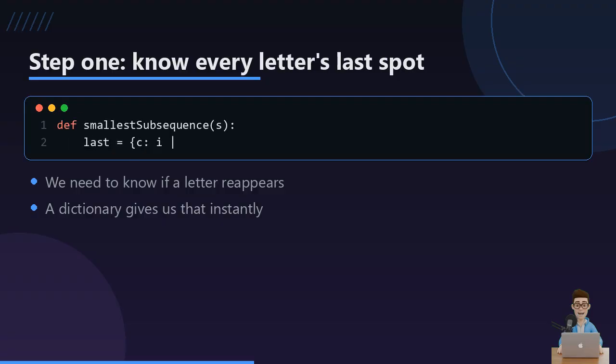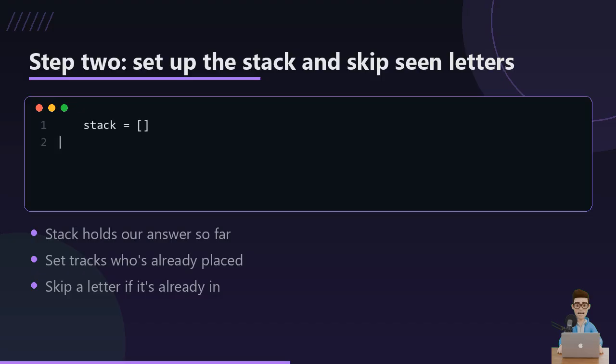First, we build a map from each letter to the last index it appears at. This is what lets us safely ask later, does this letter come back again? Without this check, we might pop a letter and lose it forever. We start with an empty stack and an empty seen set. As we scan the string letter by letter, if we've already placed this letter, we just skip it, since we only ever want each letter once. This keeps the loop from ever adding duplicates.